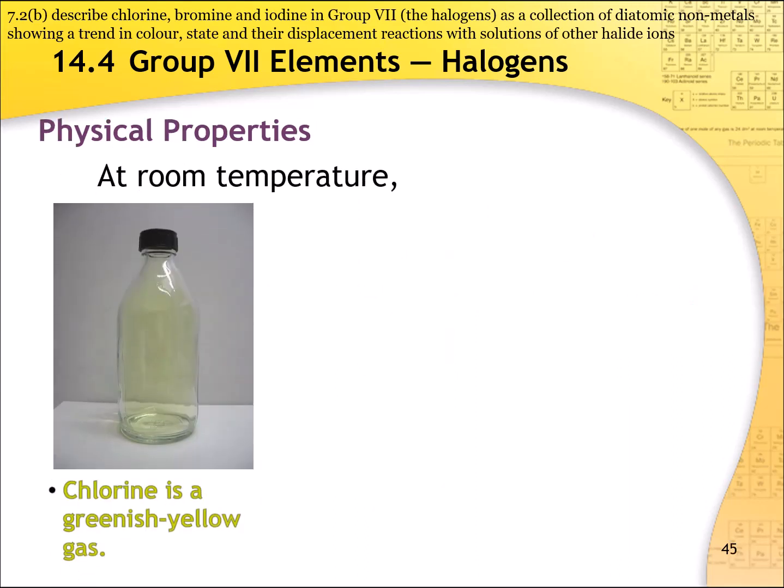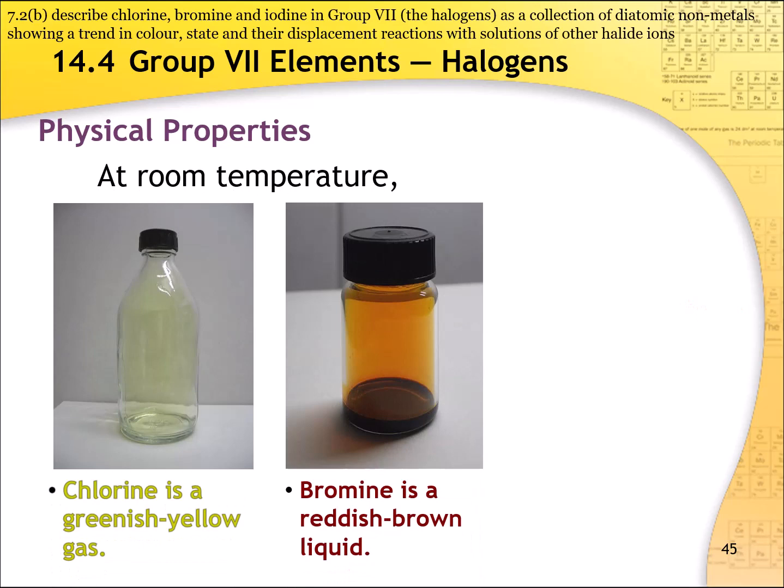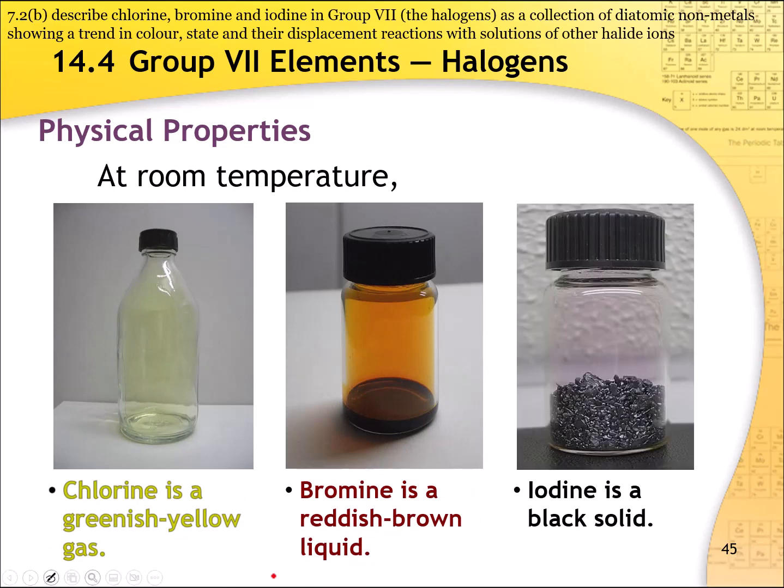So, the physical properties. Let's look at the color and the states they are in. Now, chlorine is a green-yellow gas. Bromine is a reddish-brown liquid. And iodine is a black solid. So note the color and the physical state: gas, liquid, and solid.